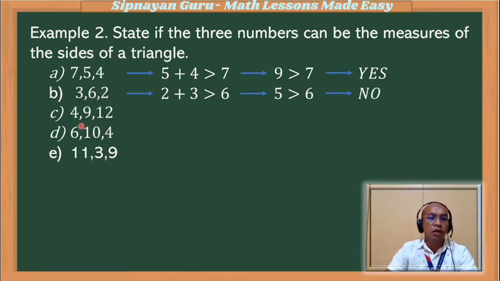Letter C, 4, 9, 12. So if you add up 4 and 9, that is 13, and 13 is greater than 12, so this is possible. How about letter D?